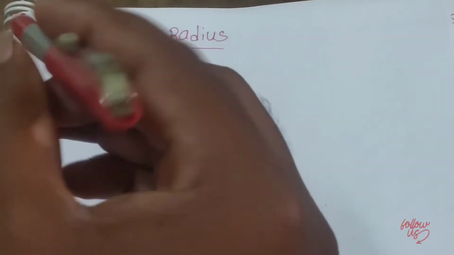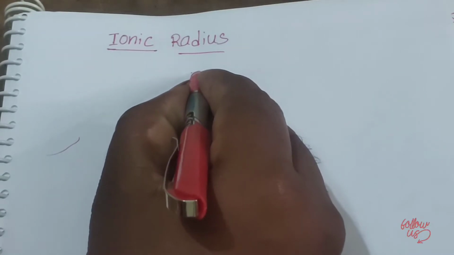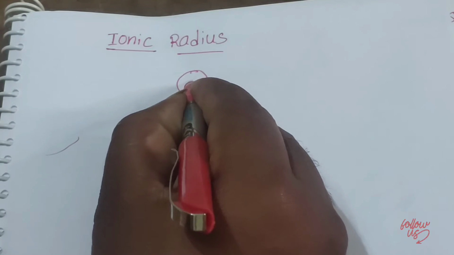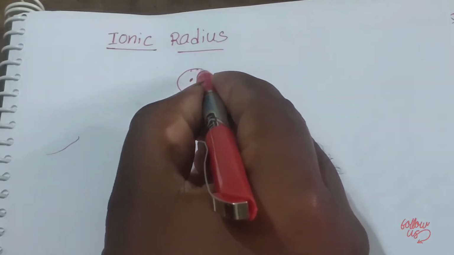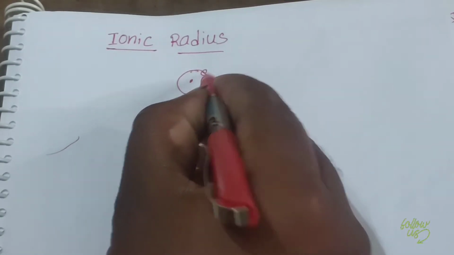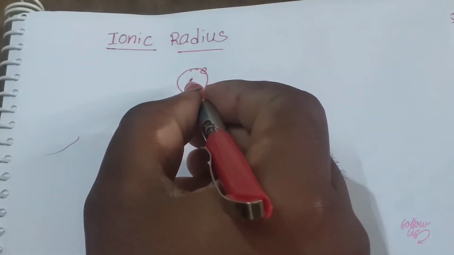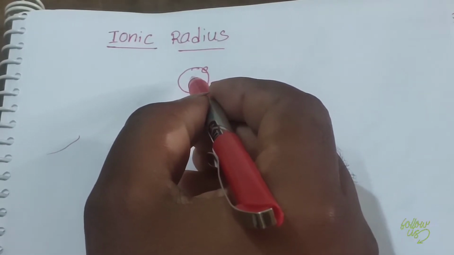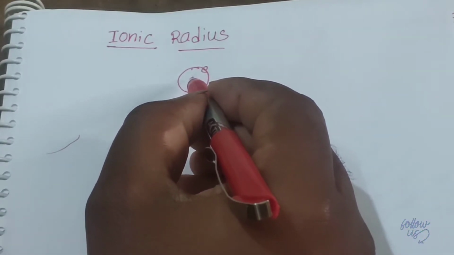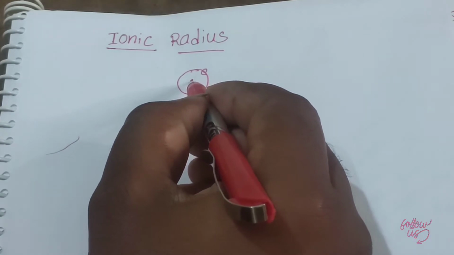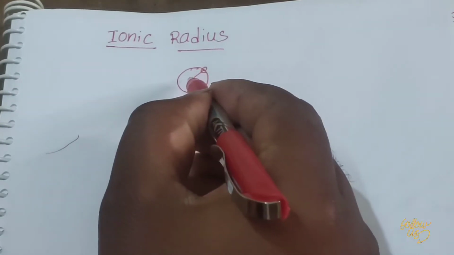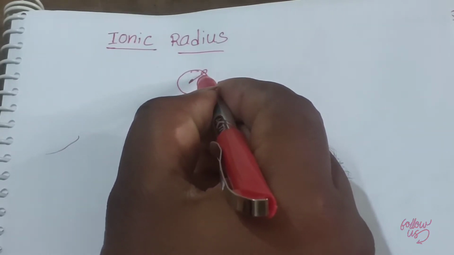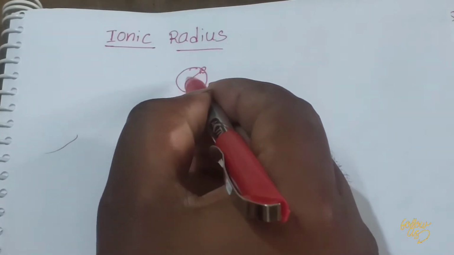So what is the ionic radius? For example, assume it is an atom. In the middle of the atom there is a nucleus, and in the outermost shell they have the electron. Now the definition: the distance between the center of the nucleus to the outermost electronic cloud, or outermost ions, is called the ionic radius.